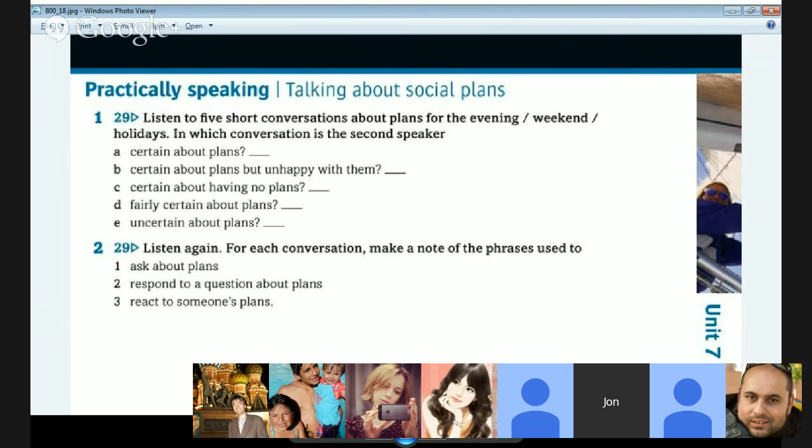Anyway, while I'm waiting for that to download, we're going to listen to, as it says, 5 short, very short conversations about plans for the evening, weekend, and holidays. Your goal is to tell me in which conversation the second speaker is concerned about the plans that are being made, concerned about plans but unhappy with them, certain about having no plans, fairly certain about the plans, or uncertain about the plans. So you're going to listen the first time, and then I'll also share the transcription so you can listen and read.